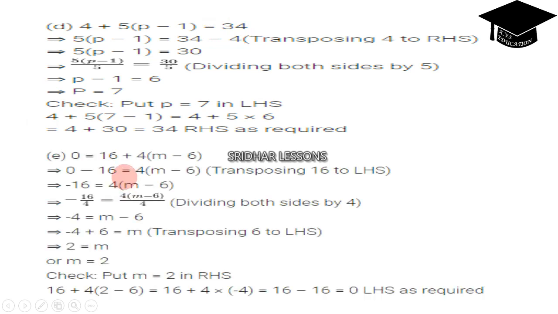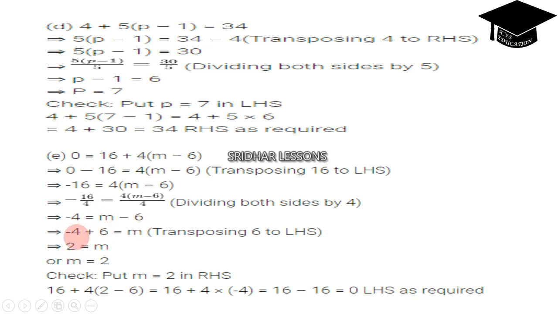Okay. Next, we will go for question E. 0 is equals to 16 plus 4 into m minus 6. Upon transposing the value of 16 to the left hand side, it will become minus 16 is equals to 4 into m minus 6. Since we have multiplication here, if you divide both sides by 4, minus 16 by 4 is equals to 4 into m minus 6 by 4. This 4 and 4 will get cancelled, and the left side 4 will cancel 16 4 times. So minus 4 is equals to m minus 6.